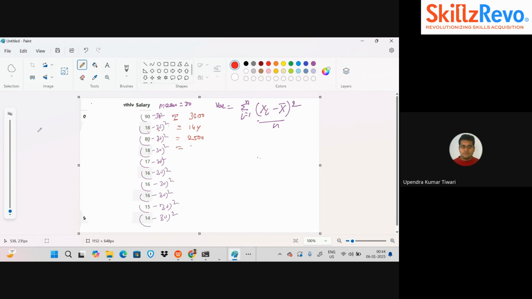18 minus 30 is again going to be 144. 17 minus 30 is going to be what? 13. And 13 square is what? 169. 16 minus 30 is what? 14. 14 square is going to be 256. 16 minus 30 is again 14, so 256. 15 minus 30, 15 square is 196, right? Yeah, I always make mistakes.